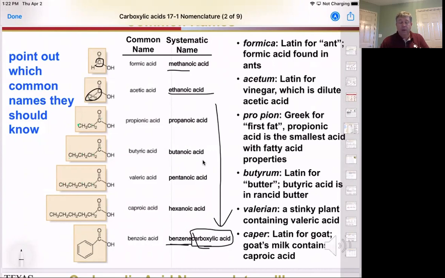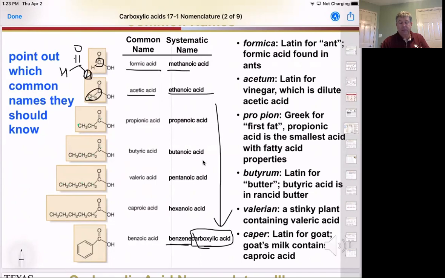So before this was called ethanoic acid, it was actually Latin for the vinegar, or acetic acid. This one right here, if you think about it, looks a lot like formaldehyde, which is the dialdehyde here. And so if you're just oxidizing one of these hydrogens to make it there, that's why it's formic acid. So it's based on that word formaldehyde.